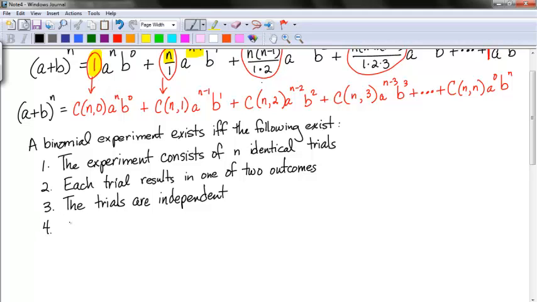Okay. And the fourth step, the probabilities in each trial are the same. Like if I said, what's the probability of landing on a head? 1 out of 2. What's the probability of landing on a tail? 1 out of 2. Okay?